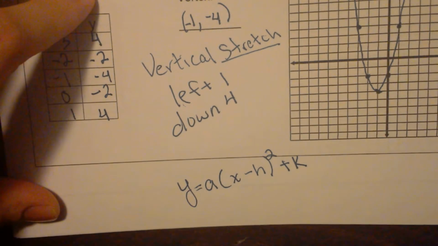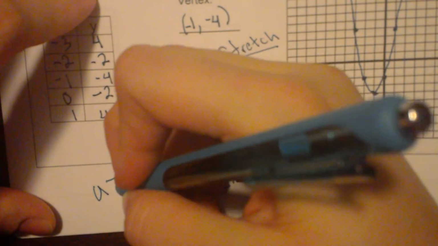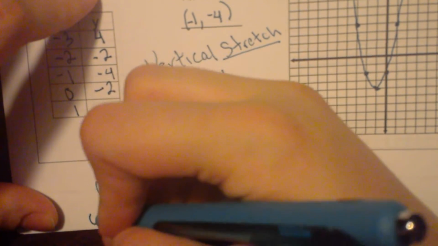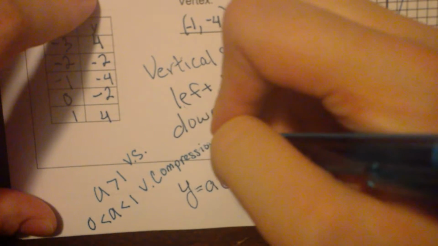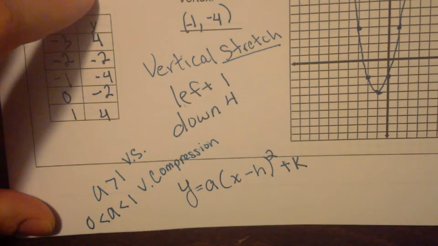So we have this in the notes from the very second week of school or something. It's very, very early in the school year. If a is greater than 1, that's a vertical stretch. If a is in between 1 and 0, that's a vertical compression. And that makes the graph look wider, because all my y values are closer together.